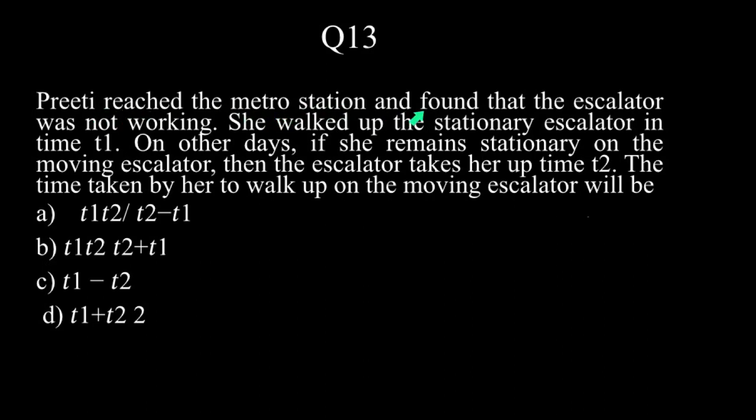Preeti reached the metro station and found that the escalator was not working. She walked up the stationary escalator in time t1. On other days, if she remains stationary on the moving escalator, then the escalator takes her up in time t2. The time taken by her to walk up the moving escalator will be... So these are ratios. Okay.